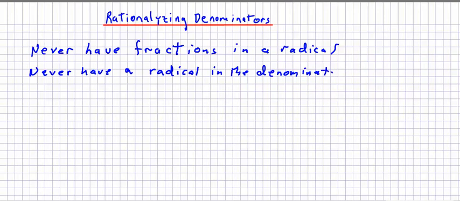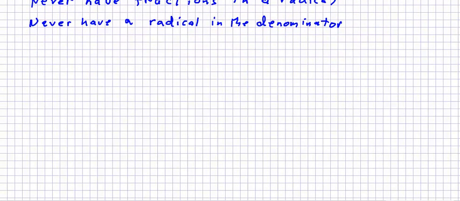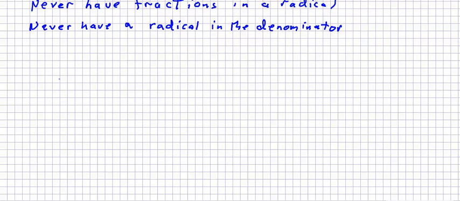So when they happen, when you're given them, or they show up in a problem, you have to get rid of them. So let's look at some examples. 2 square root of 3 over the square root of 2. What we do when we have a radical in the denominator is we multiply the numerator and the denominator by the square root of the denominator. I have a square root of 2 in the denominator.